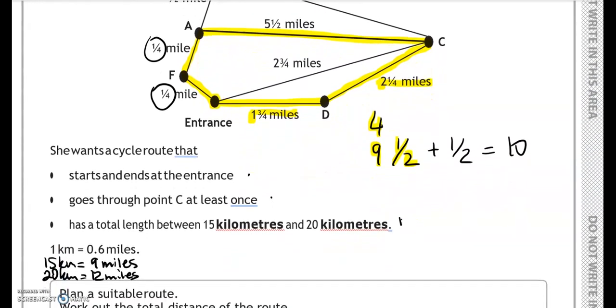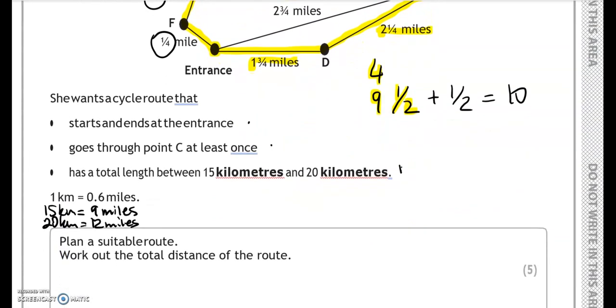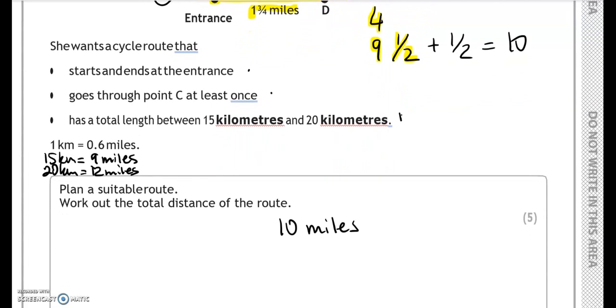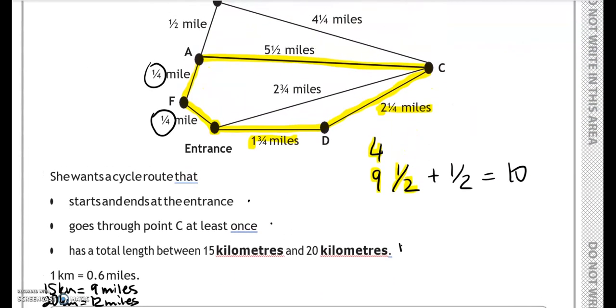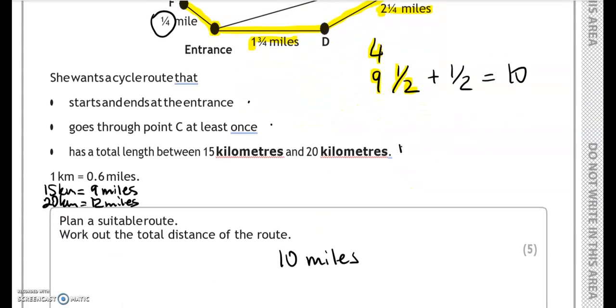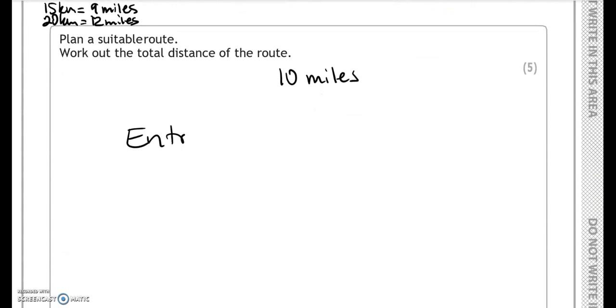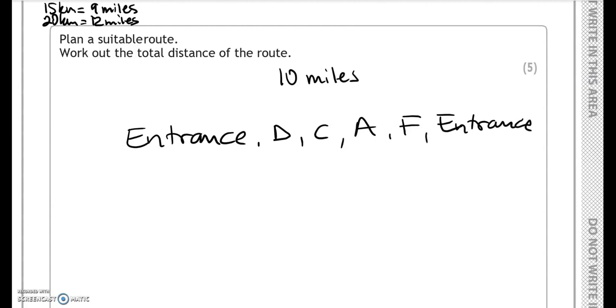So work out the total distance of the route, 10 miles. Plan a suitable route. So I'm going to write entrance DCAF. And then entrance again.